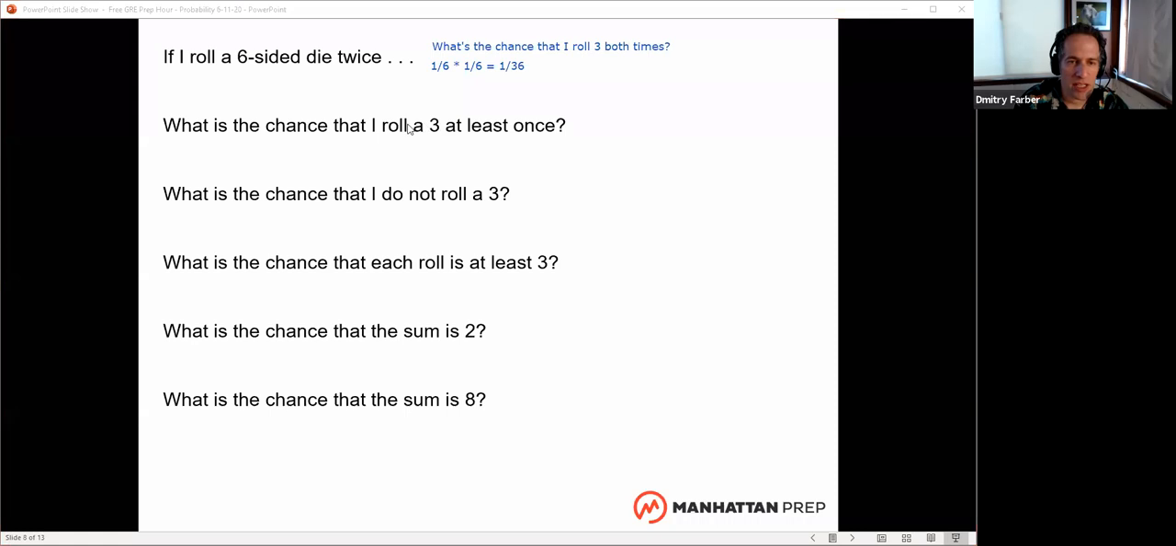What do we get for the chance that I roll a 3 at least once? Anytime we say at least, we mean that or more. So at least once means 1 or more. Rolling at least a 3 means it equals 3 or more. So I'm saying 5/36, 1/36, 3/36, 2/3.